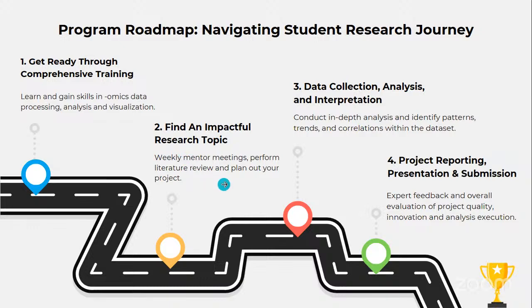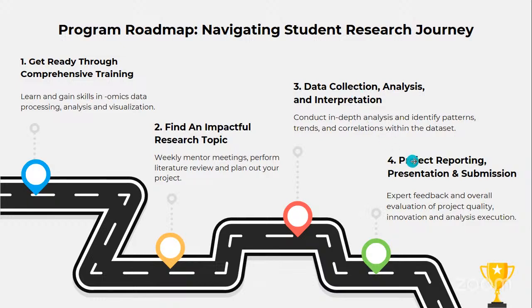In the next stage, students will work on identifying an impactful research topic. Through regular mentor meetings and an in-depth literature review, students will move on to the second stage. In the third stage, students will work on data collection, analysis, and interpretation. This is also the stage where students will start looking into datasets to identify trends, patterns, and correlations that will be critical for their research topic at hand.